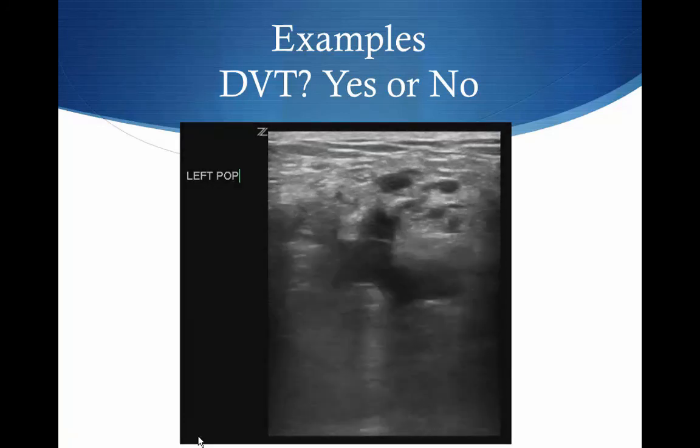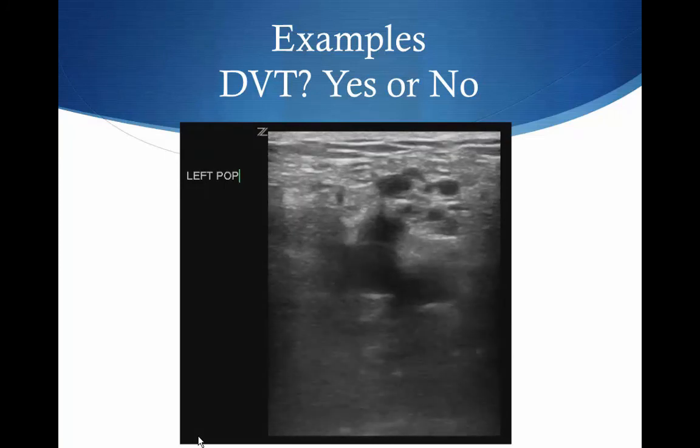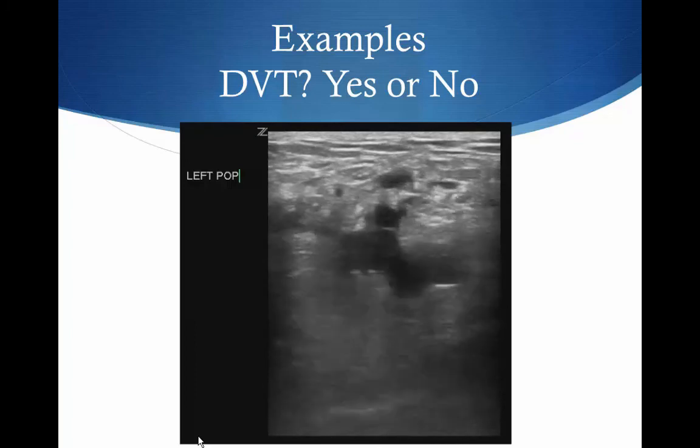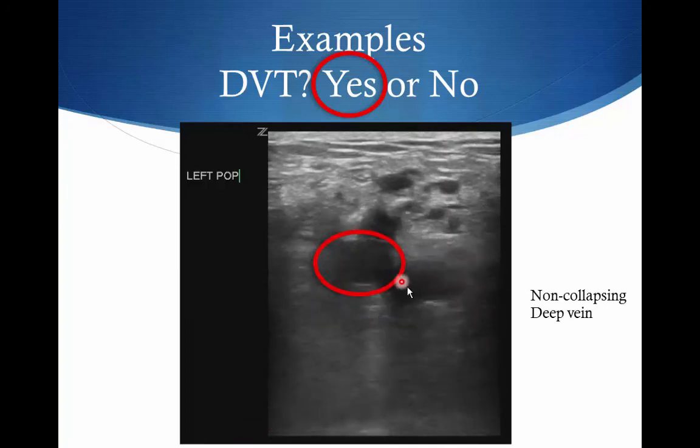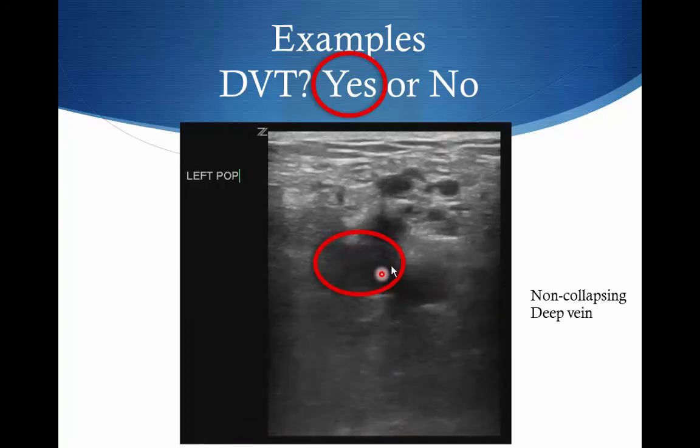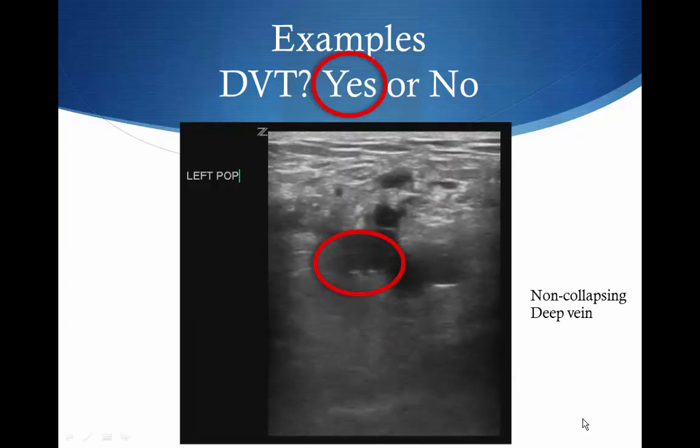We may have to play this a few times. DVT, yes or no? What do you think? Where's your anatomy? Where's the artery? Where's the vein? And the answer is yes, this is a DVT. So popliteal artery here is deep, and here is the popliteal vein. It doesn't compress. So again, we have found a DVT.